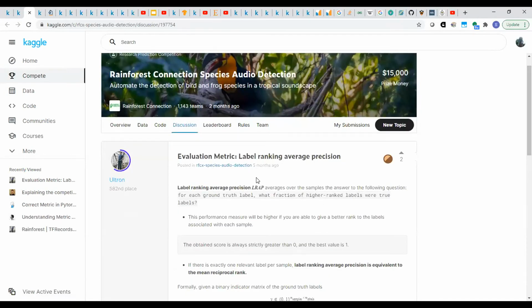See, LRAP, and again this is not label weighted label ranking average precision, this part is just the scikit-learn part. But what LRAP does is it averages over the samples. That's why it's important, whereas our eventual answer wants it to average over the labels. But barring that, it averages over the samples the answer to the following question. For each ground truth label, what fraction of higher ranked labels were true labels?